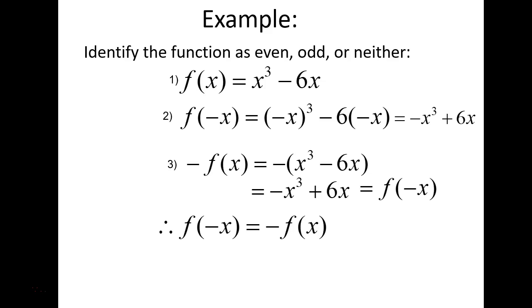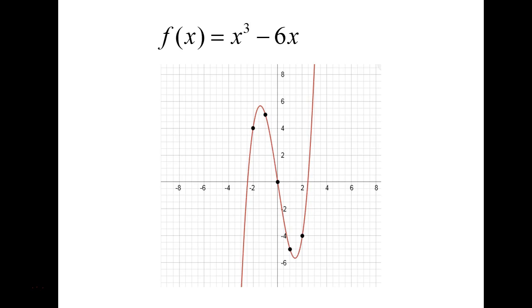What kind of symmetry would this graph have? Well, remember, odd functions always have origin symmetry. And here's a picture of it. So hopefully you can see it's got origin symmetry. The first and the third quadrants are reflected, and the second and the fourth quadrants are reflected.